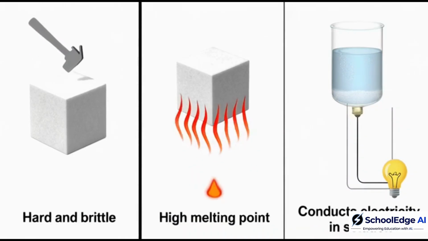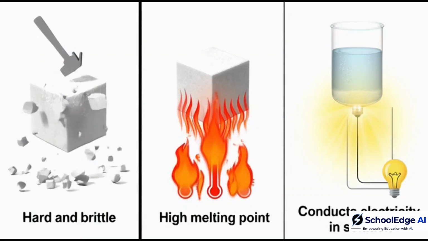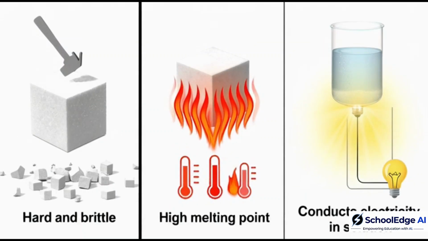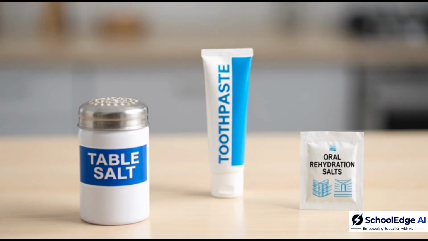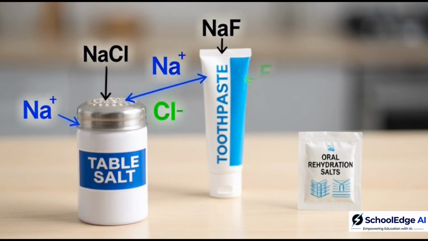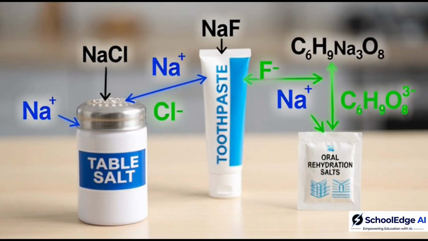Ionic compounds have some special properties. They are usually hard, they melt at high temperatures, and they can conduct electricity in solution. You see ionic compounds every day. Table salt is one example. Many useful materials contain ions. Now the hidden world is easier to understand.